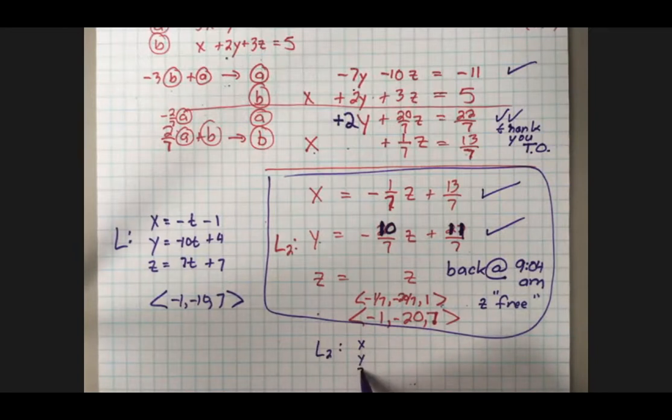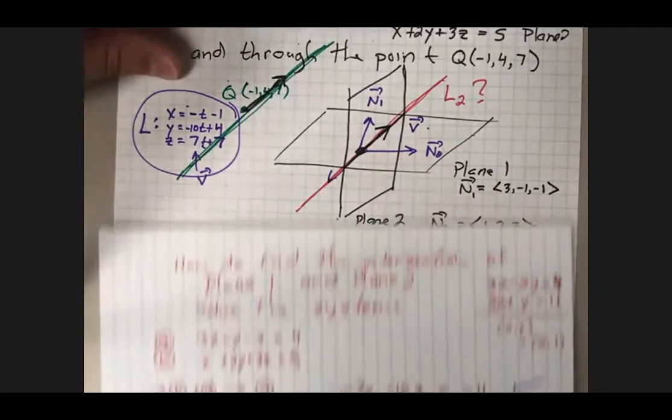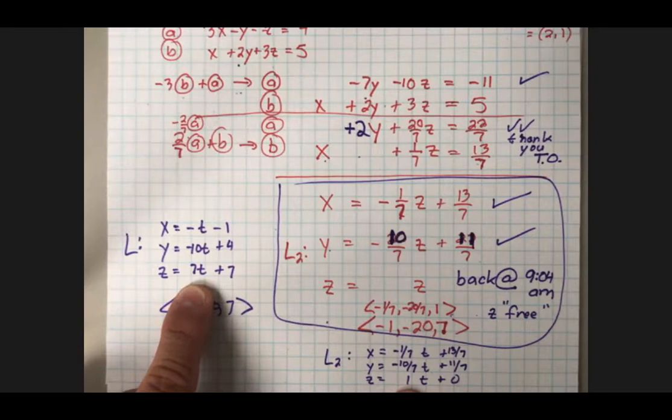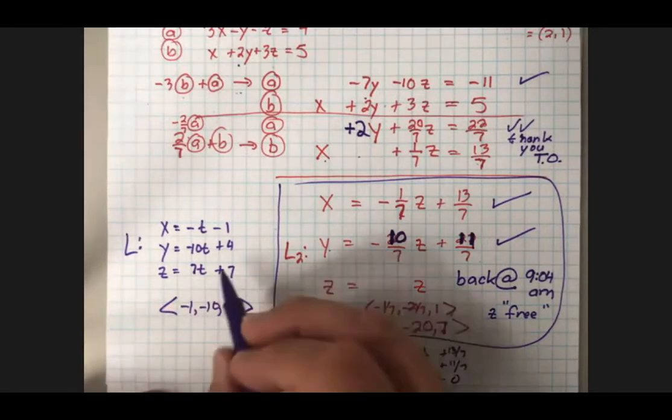But look at the equation of this line L2 now. You want me to write it out explicitly in terms of parameter t? I have minus 1/7 t, minus 10/7 t, and 1 t, plus 13/7, plus 11/7, plus 0. That gives me a direction vector and a base point on this line number 2. Line number 2 is the intersection of those planes schematically. Notice that this direction vector matches the direction vector here. So I do know that these lines are parallel. Even though they're not the same direction vector, they're multiples of each other. So they're parallel lines. Base point here was pretty. Base point here is ugly.